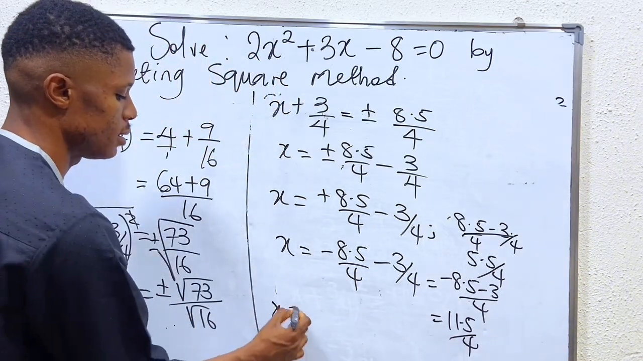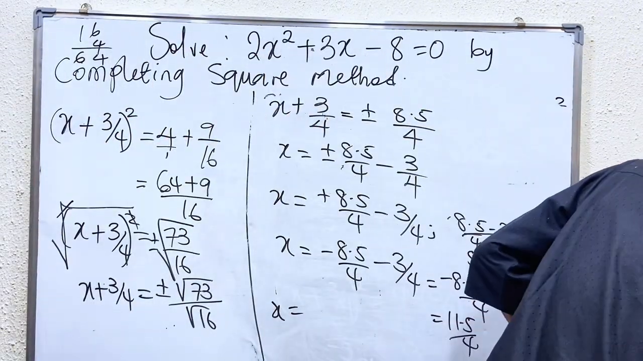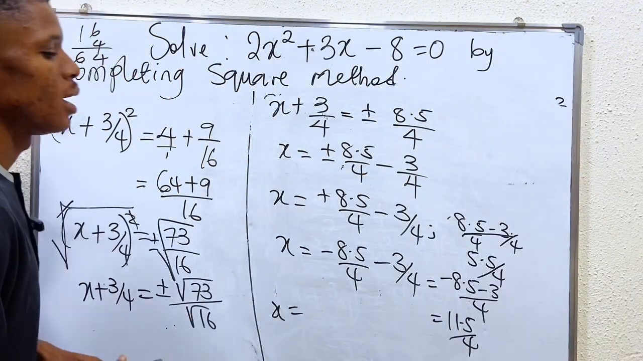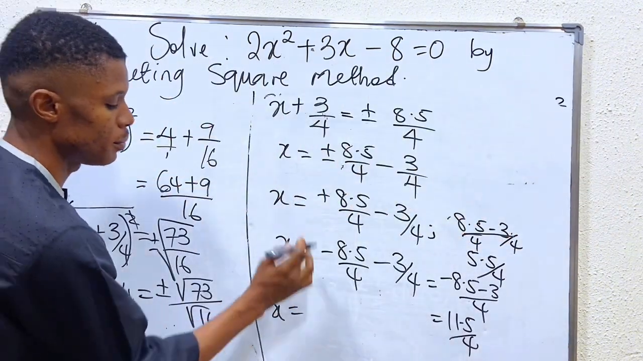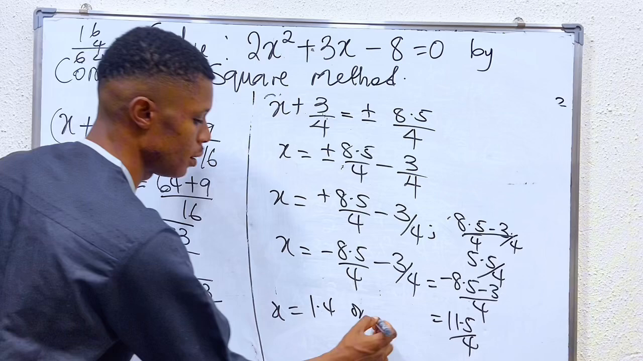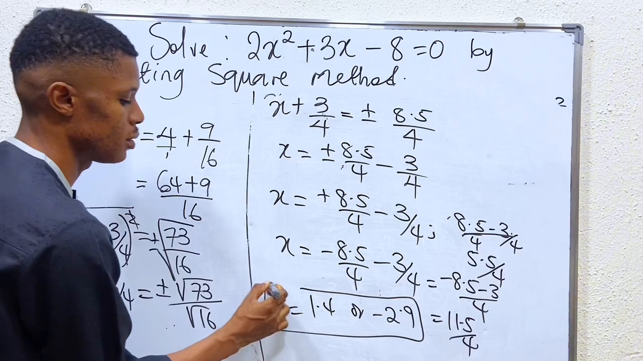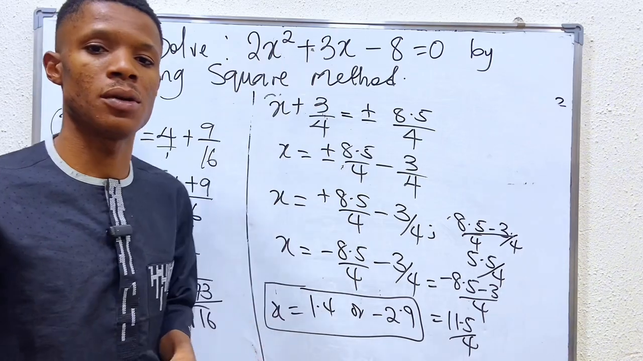So x is equal to, for the positive solution, 1.4, or for the other solution, minus 2.9. These are the two possible solutions of x. We solved it using the completing square method.